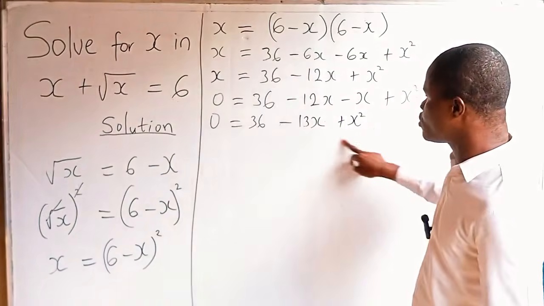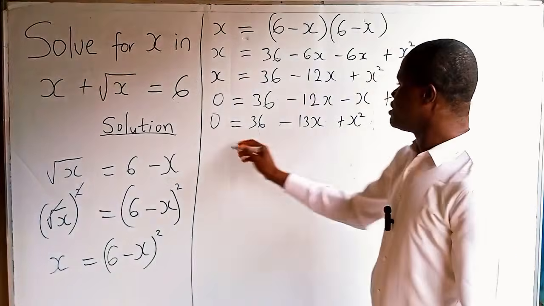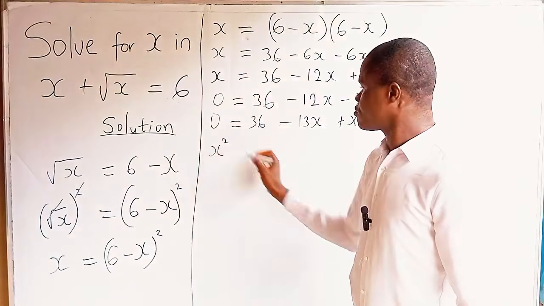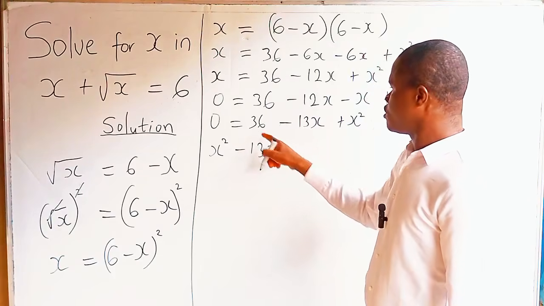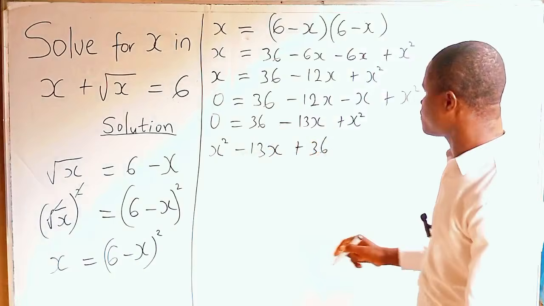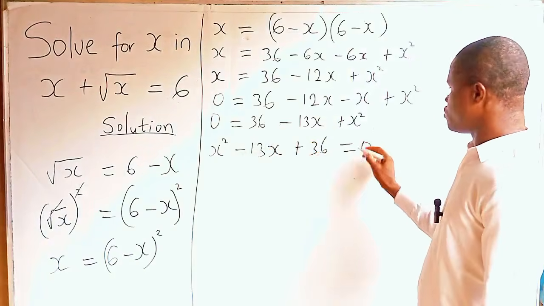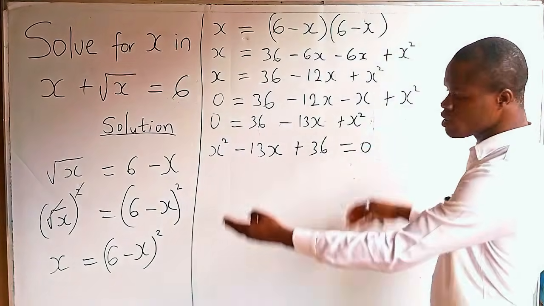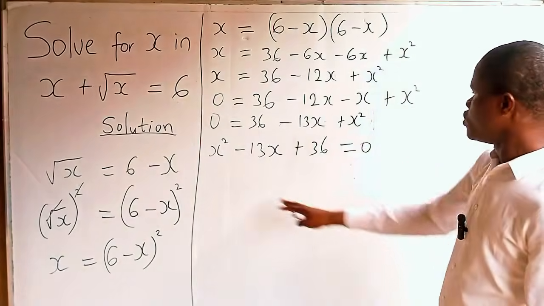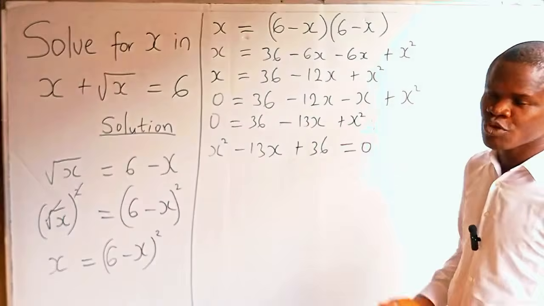I can rewrite this quadratic equation like this. I bring the x squared first, x squared. This is minus 13x. This is plus 36 equal to 0. If you check very well, I didn't change anything. I just kind of rotated the equation. So this is a typical quadratic equation.